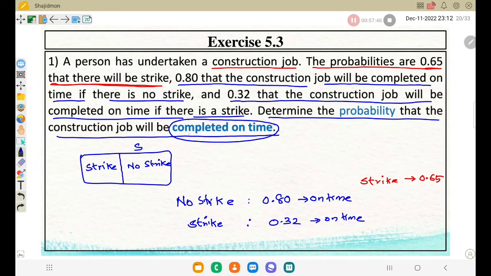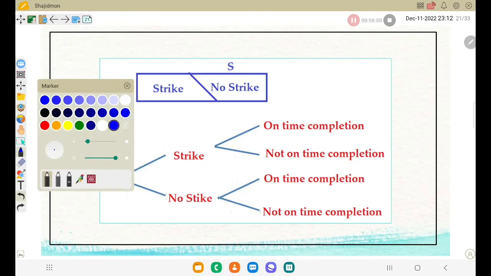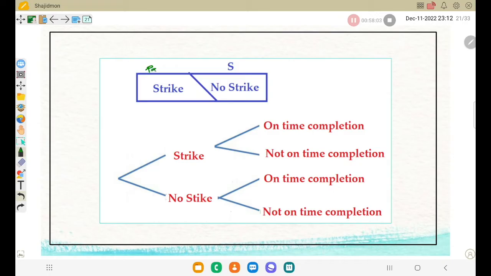Now what is our event actually here? What do we need to do? Complete the work on time, correct? If you are representing this situation by a tree diagram, you can see the partition of the sample space I have marked here. Strike or no strike, correct? The main events are strike or no strike.